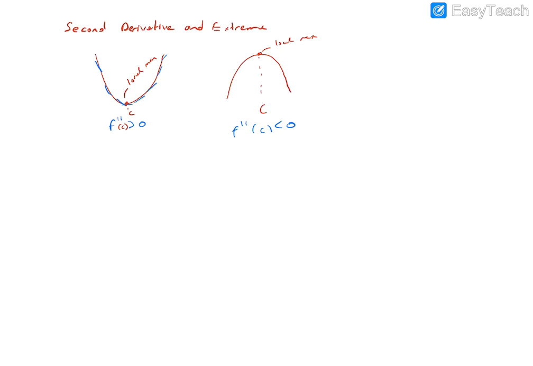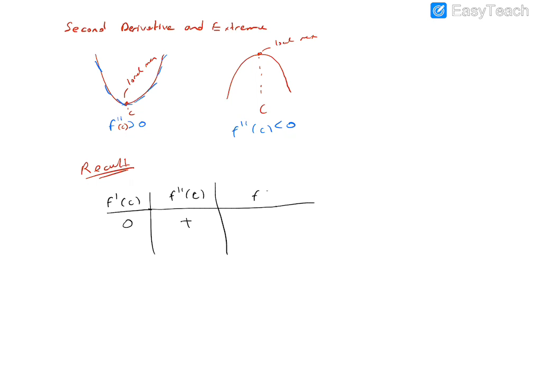We have a result table in your textbook. Let's show this table. Let's see the critical point. So what does it mean? F prime at the point C is 0. Critical point. So if f double prime at the point C is positive, the function is concave up, the graph is concave up actually, so f of C is a local minimum, first case.